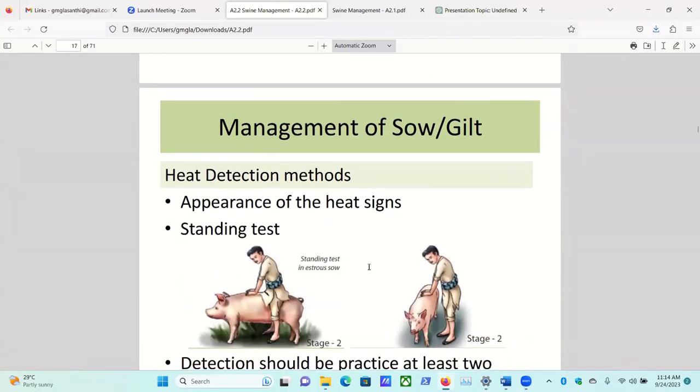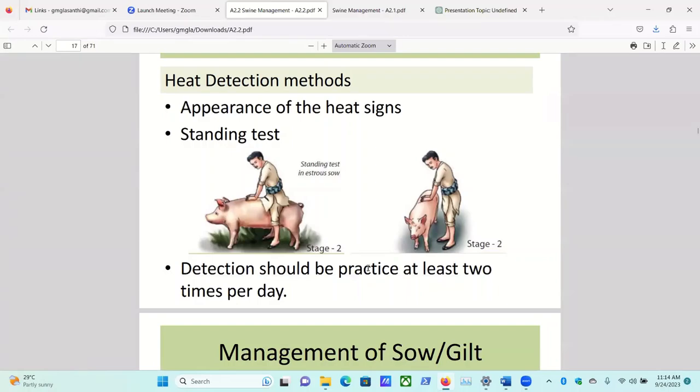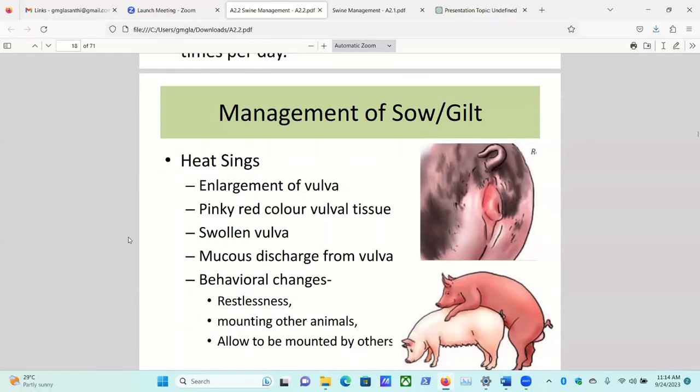So these are the things we can do for heat detection. There are some methods to detect the heat. The first one is the appearance of heat signs. So these are the heat signs: enlargement of the vulval area and reddish color of the vulval area, and the vulva is swollen and enlarged. Mucus is discharging from the vulva.